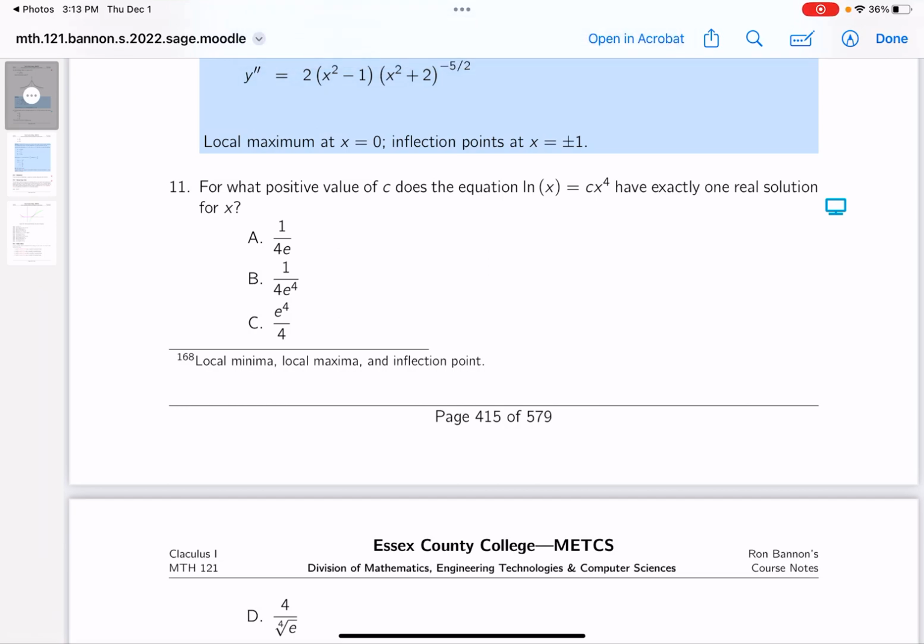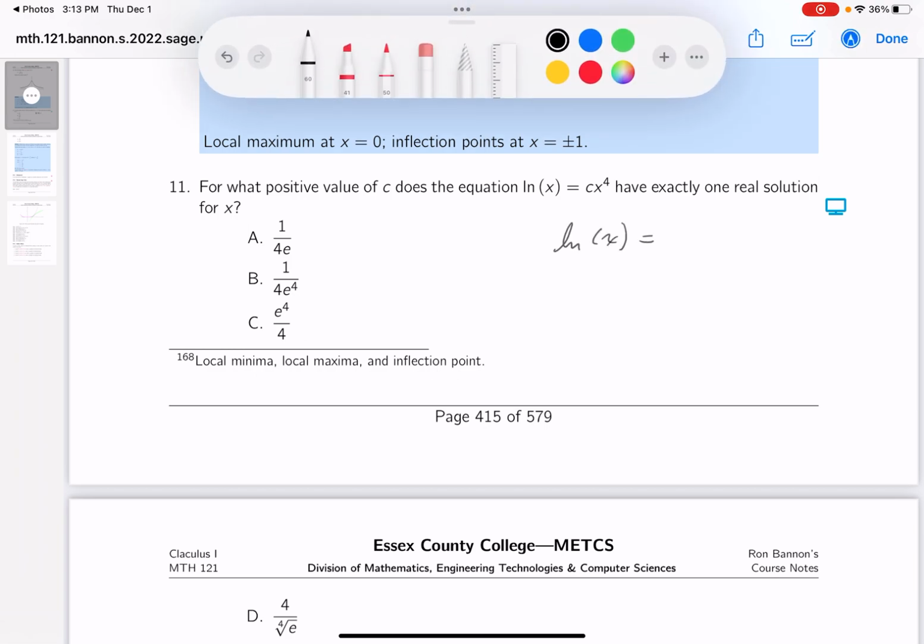Okay, we have an equation which is ln x equals c times x to the fourth power. You're being told that c is greater than 0, and when you're asked to find c, there's exactly one solution. I try to visualize it. The first thing I try to visualize is the natural log, and the natural log looks like this over here. All right, that's the natural log.